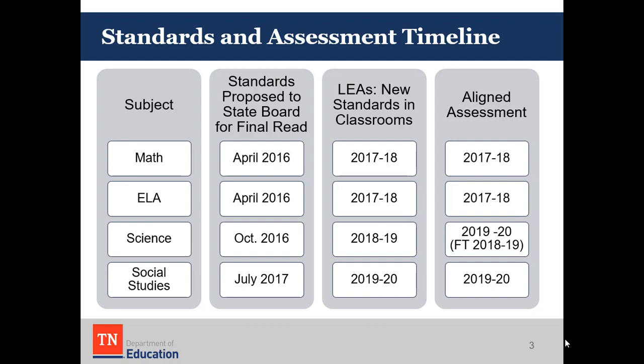I want to point out a couple of important changes. First, in science, the new standards will enter the classroom in 2018-19. However, there will only be a field test for assessment in 2018-19, and this includes all grades for science and all end-of-course tests. Operational testing for science will continue then at 2019-20. Social studies had new standards that will be entering the classroom in 2019-20, and there will be operational testing that year, again, 2019-20.